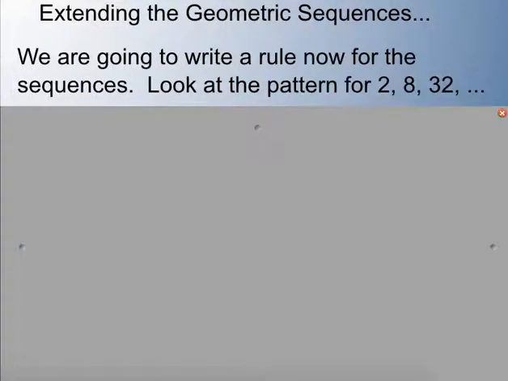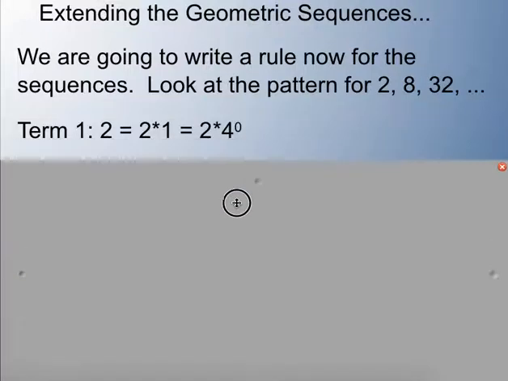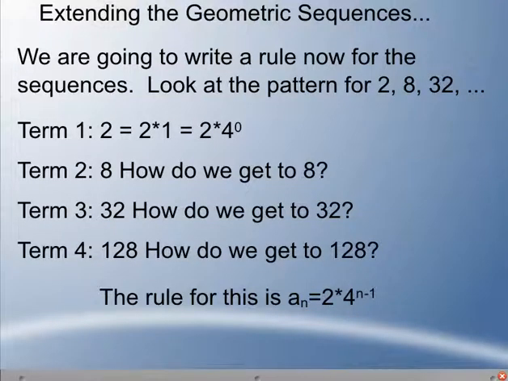Now, we need to be able to write a rule for this so that we can find any term, not just the next 4, but maybe the 100th term. Look at our pattern for 2, 8, 32. Term 1 is 2, which, I know it's a little bit funky, we could say is 2 times 4 to the 0 power, since that's just 2 times 1.